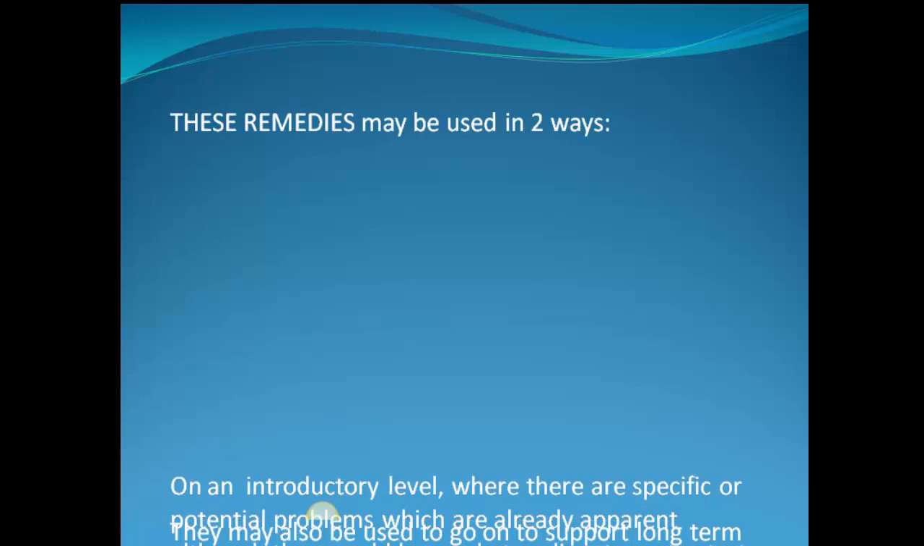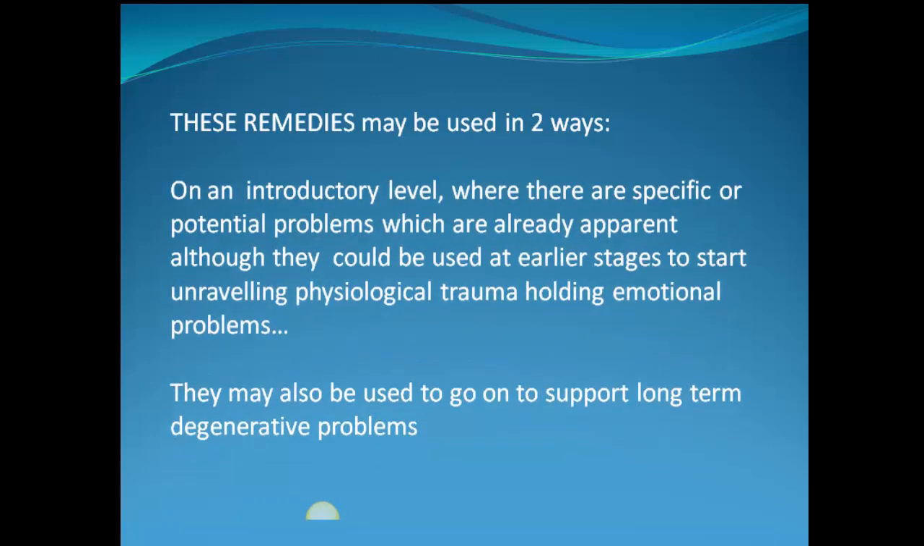Now, the remedies can be used in two ways. They can be used on an introductory level, which is where there are specific or potential problems which are already apparent, and you may be able to identify those through the core issue formula definitions that we've got. Although they could be used at earlier stages to start unravelling the physiological trauma holding the emotional problems. So if a young person has just had this experience, by taking the remedies now, it can prevent things from happening in the future. It can also be used on a physical level to help to support long-term degenerative problems. So really they are appropriate at any time.